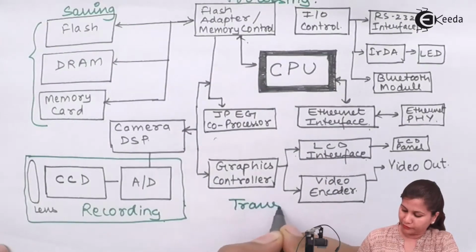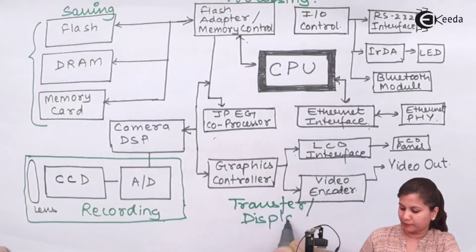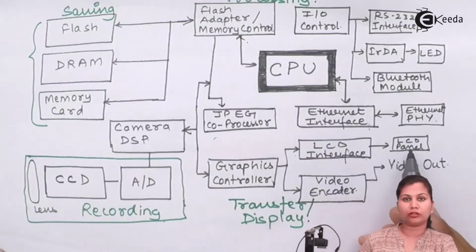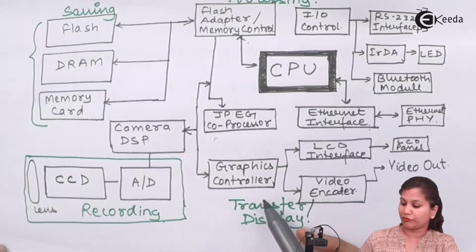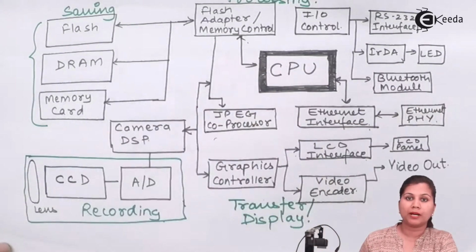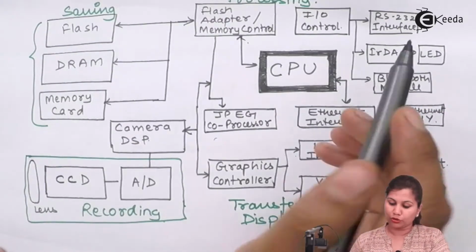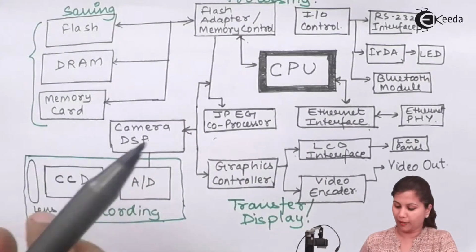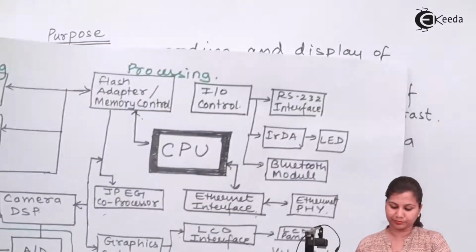And then here, with the help of these interfaces and the LCD interface and video encoder, either the transfer of the file is done or the display of the picture is done. Either the picture is given as a display on the LCD panel or the video output is given here. Also, if we want to transfer this to personal computers or to the printer, then it can be done with the help of these interfaces. So all the purposes or functions of the digital camera are performed by the different blocks in the system.